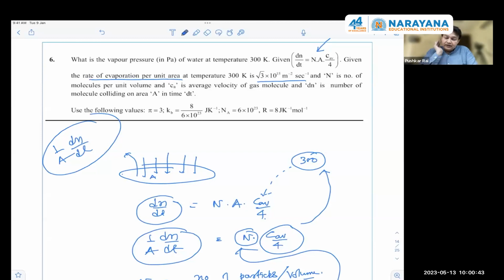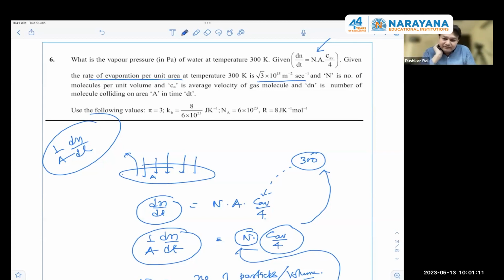Suppose you have a vessel and the liquid has totally disappeared. The liquid totally disappeared in 10 minutes, and you know the surface area. So you can practically calculate, from a unit surface area, how many molecules have run away. By this simple method, you can estimate the value of 1 by A dN by dt. Then just note down the temperature, use this formula, and you can calculate the vapor pressure of that liquid.